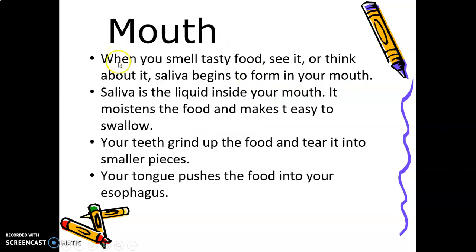So the mouth, when you smell tasty food or see it or even think about it, saliva begins to form in your mouth. And this is when you say that your mouth waters. Saliva is the liquid inside your mouth, and it moistens the food or wets the food and makes it easy to swallow. Your teeth grind up the food, or when you chew them, and tear it into smaller pieces. Your tongue pushes the food into your esophagus.